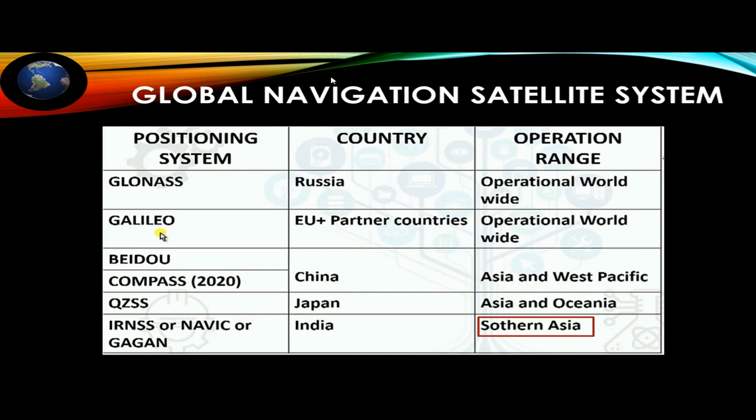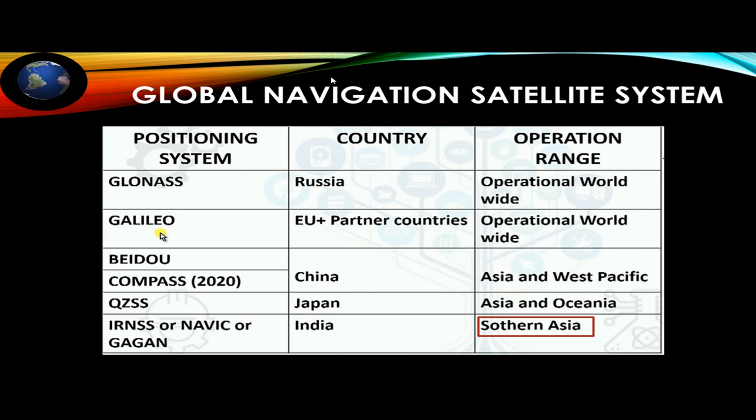Then only the receiver, or the user segment, will get the information, transmit it, convert it into our own data, and use it: the latitude, longitude information and these things. So this is the meaning of the navigation system. Navigation means movement, movement of anything over the Earth's surface.